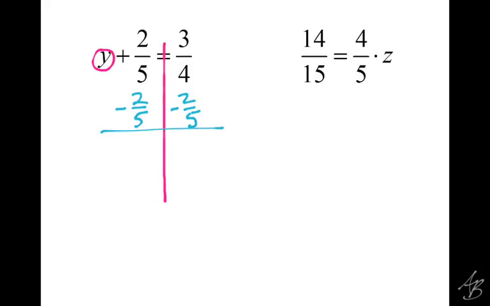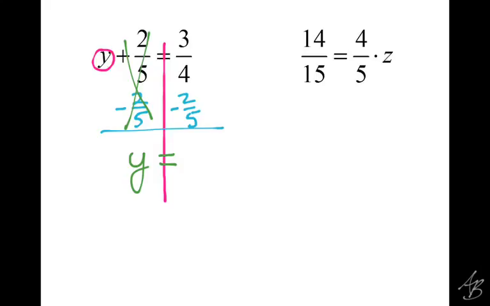So on the left side, those 2/5 are going to cancel each other out, and that leaves y all by itself. On the right side, we're going to have to do a little work here. Why are we going to need to do a little work? Yeah, we have different denominators. We have a 4 in one of them and a 5 in the other.